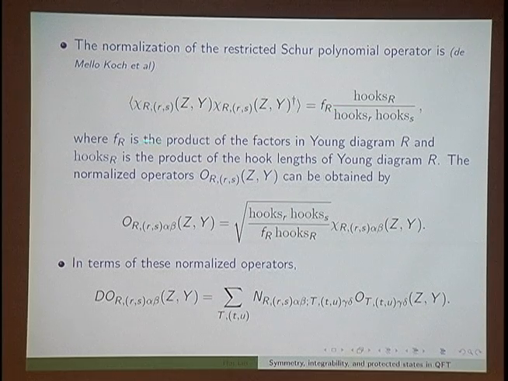So these polynomials in the free theory can have a diagonalized two-point function, and their normalization can be written down by the data of the Young diagram. One factor is the product of weights of the Young diagram, and another is the product of hook lengths of the Young diagrams. And by using this information, one can also build a normalized operator whose two-point function is normalized.